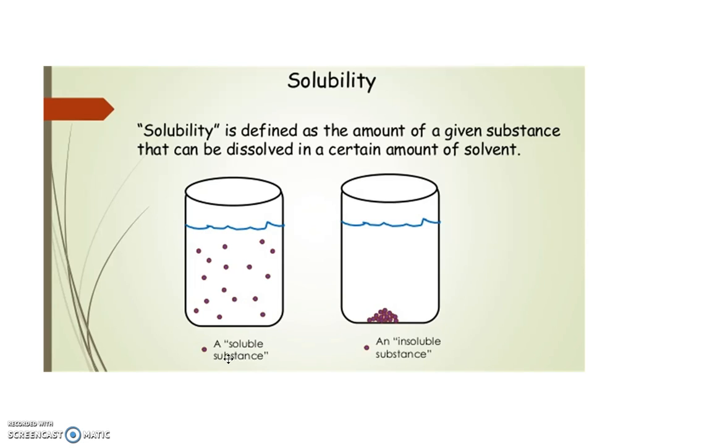So solubility tells us exactly how much is the maximum amount of any given substance that can be dissolved. And the solubility of a substance must be defined at a specific temperature and for a specific volume of water.